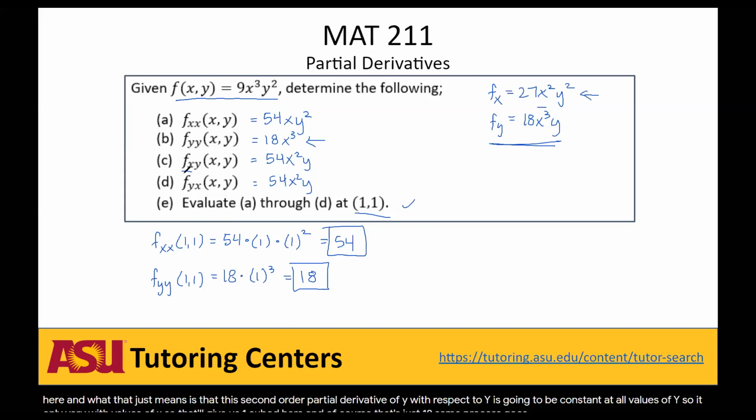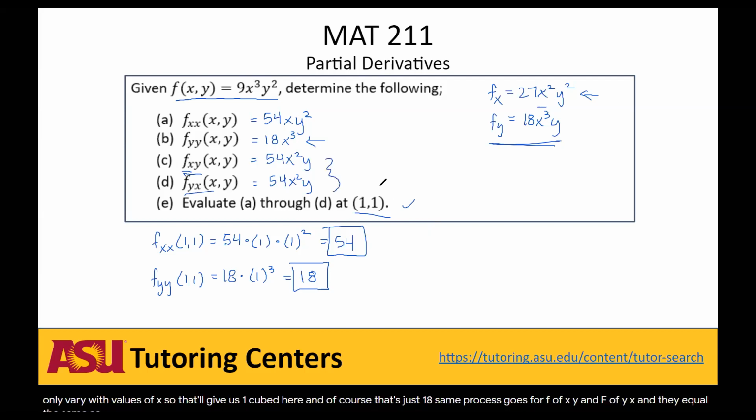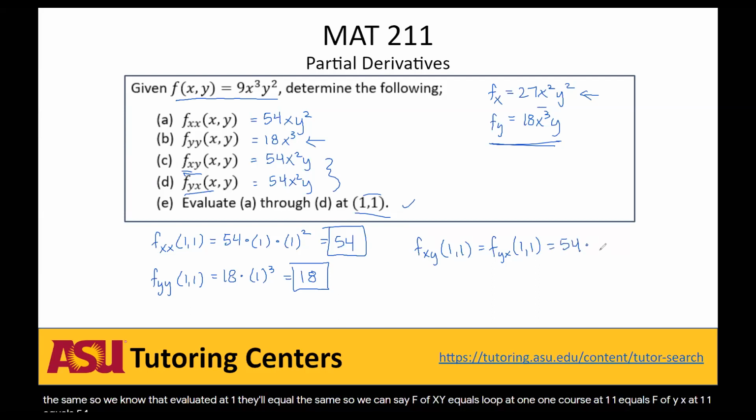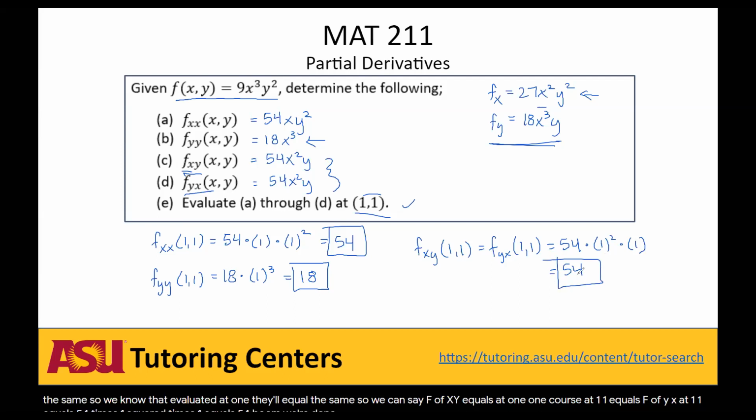Same process goes for f of xy and f of yx, and they equal the same. So we know that evaluated at 1, 1, they'll equal the same. So we can say f of xy at 1, 1 equals f of yx at 1, 1 equals 54 times 1 squared times 1 equals 54. Boom, we're done. So that's it.